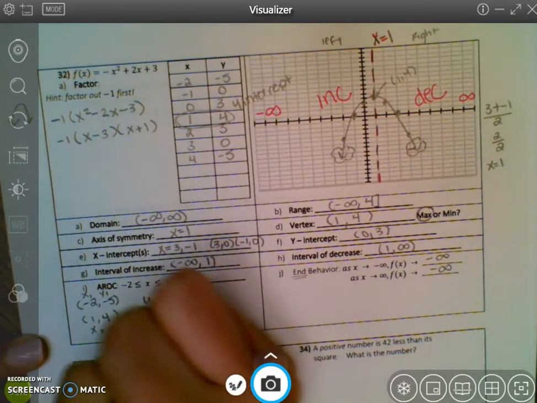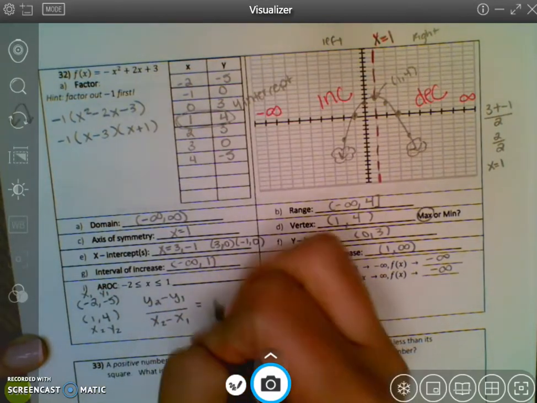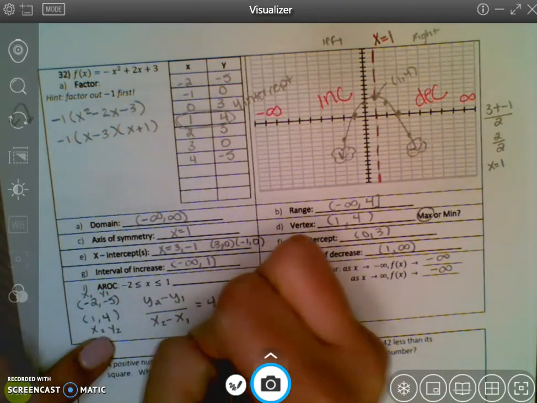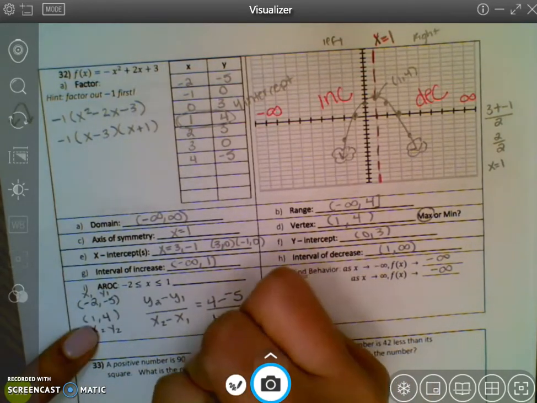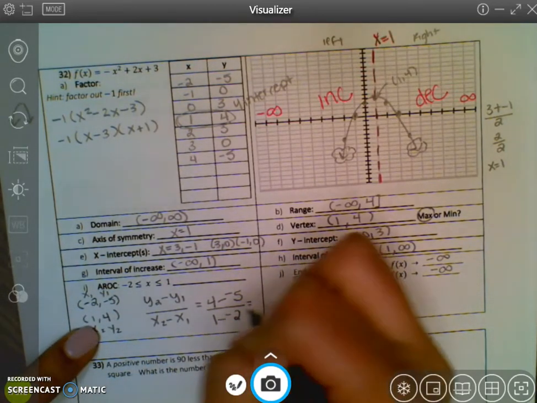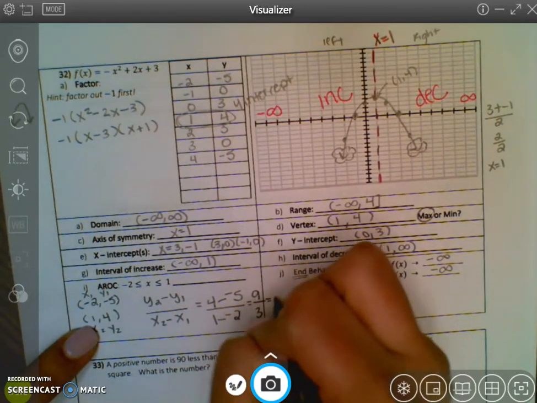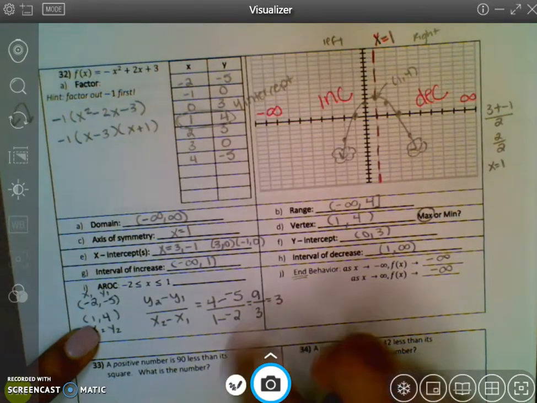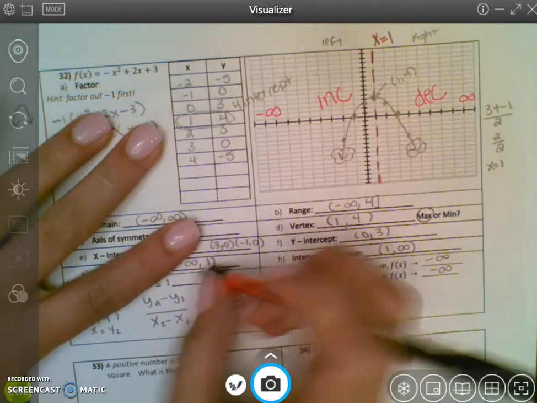Y2 minus y1 over x2 minus x1. So y2 is 4 minus a -5. 1 minus a -2. That adds, that's 9. That adds, that's 3. So 9 over 3 is 3. So my average rate of change is 3.